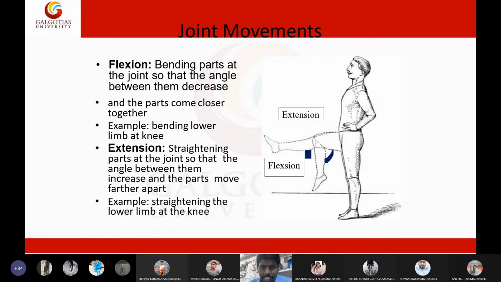If we are increasing this angle, then it is called extension. So this is the major difference between flexion and extension. Extension means the angle between the organs will be increased, whereas flexion means the angle will be decreased. Okay.